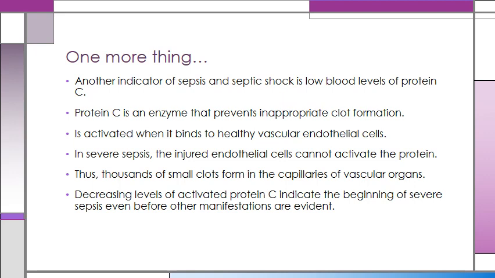In severe sepsis, though, the injured endothelial cells cannot activate the protein. Thus, thousands of small clots will form in the capillaries of vascular organs. So decreasing levels of activated protein C indicate the beginning of severe sepsis even before other manifestations are evident. So keep that in mind if you're taking care of a patient who you have suspicion of. The protein C would be your early diagnosing factor.